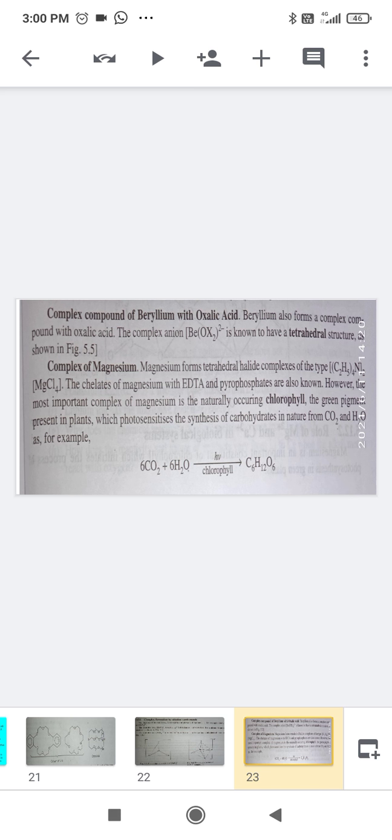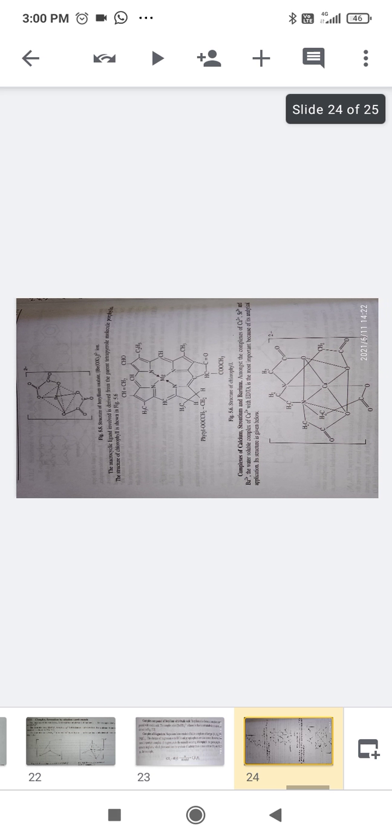You can see this in the next figure. That is the structure of beryllium oxalate in 5.5, and next is a macrocyclic ligand derived from the parent tetrapyrrole molecule porphyrin. The structure of chlorophyll is given below. Magnesium is the metal present here. It is also a complex, surrounded by nitrogen atoms of the tetrapyrrole molecule, the porphyrin ring.